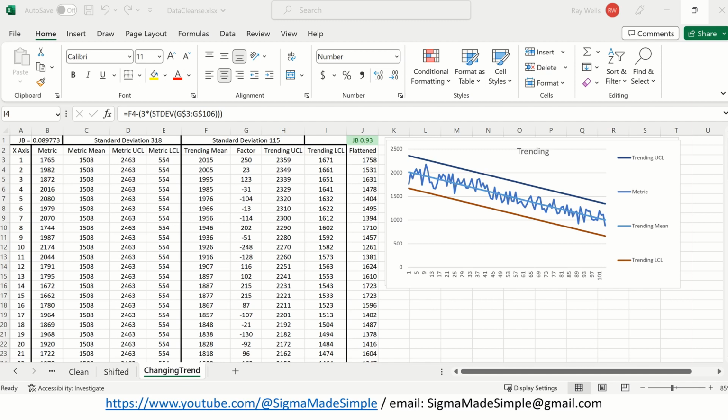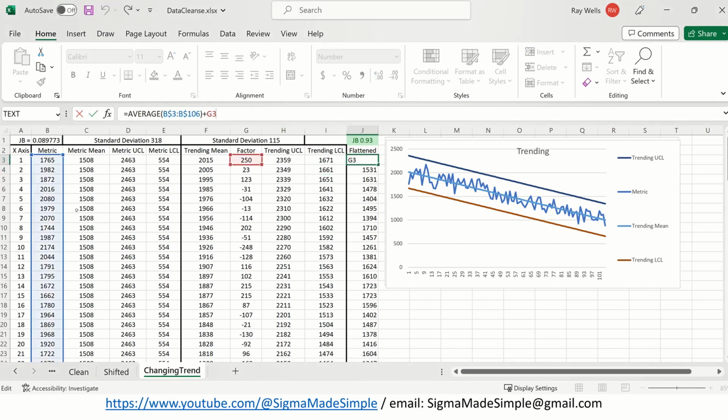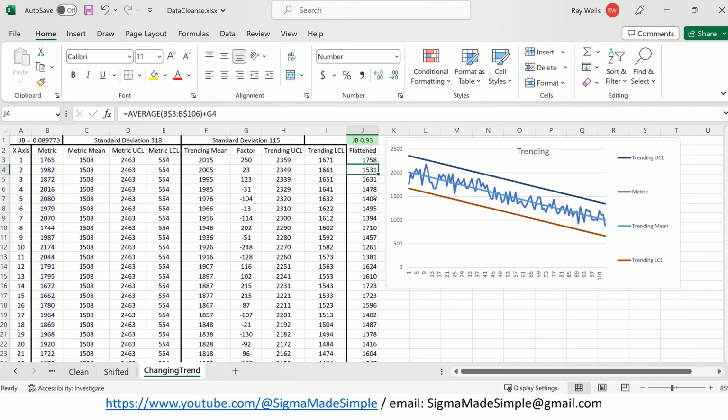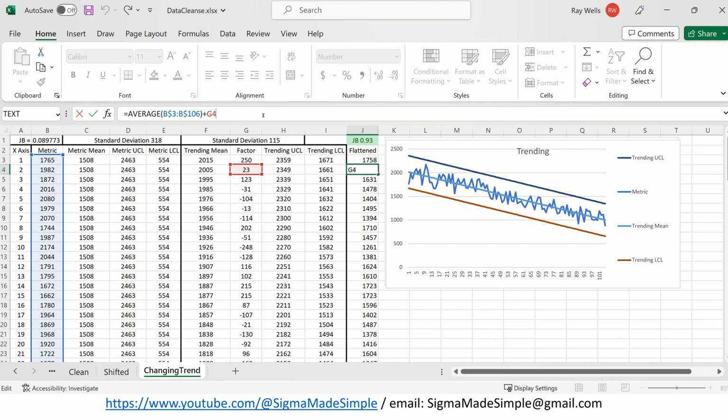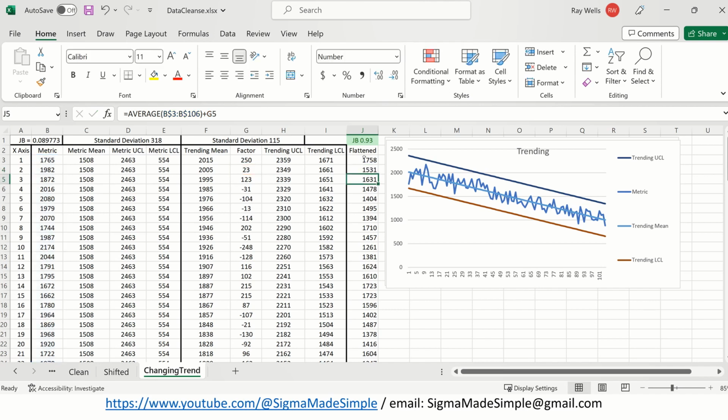So if you take the average of all the original metric data and the factor data, you get a result in column J. This is where you're going to start doing your normality test. So what you do is you take the average of all the original metrics, and then you add the factor for this number. You do the same thing here. You take the average of all of those, add it to that factor, and you create all these numbers. Then you do a normality test on these numbers, and it's 0.93.